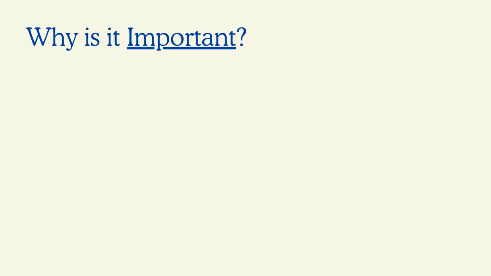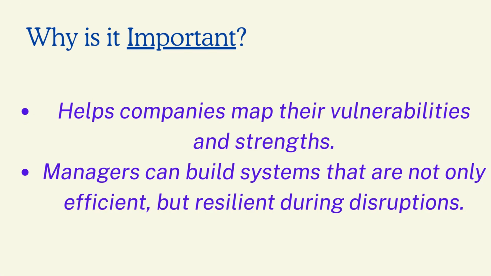The resistance and recovery matrix helps companies map their vulnerabilities and strengths. By understanding where a supply chain stands, managers can build systems that are not only efficient, but also resilient during disruptions.